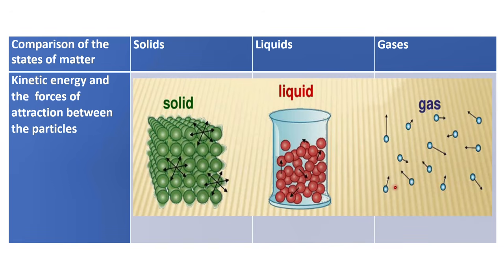In gases, particles have a lot of kinetic energy. They can completely overcome the forces of attraction between them and move apart. This explains why gases have neither a definite volume nor a definite shape, and they spread throughout the space they occupy. From this, we conclude gases have much greater kinetic energy than solids and liquids, and there are almost no forces of attraction between their particles.